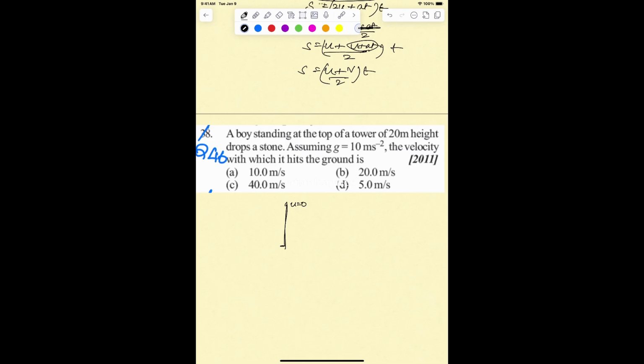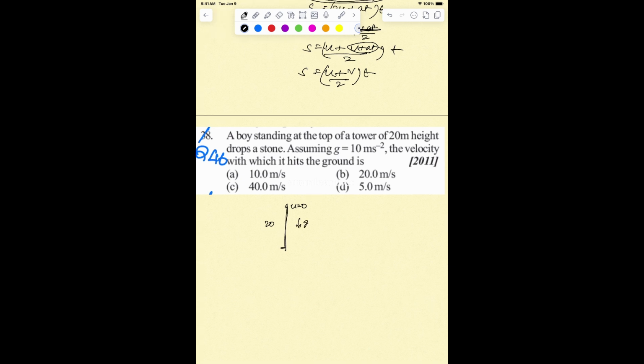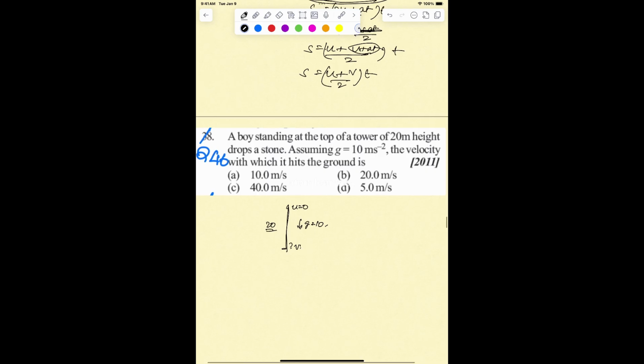Now u equal to 0 because it is free dropping. Okay, free fall from a height. H is equal to 20 meters. g of course naturally equal to 10 always. The velocity with which it hits is asked. Therefore, v squared minus u squared equals 2as. Then v squared equal to 2 into g into s, which is 2 into 10 into 20. Therefore, v must be equal to 20 meters per second, obvious.